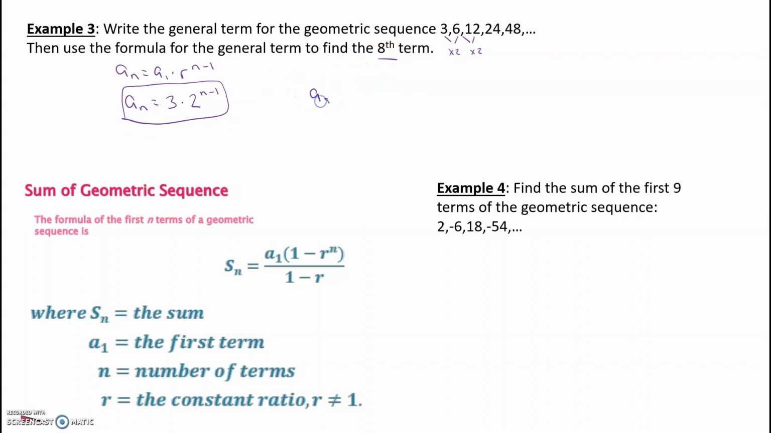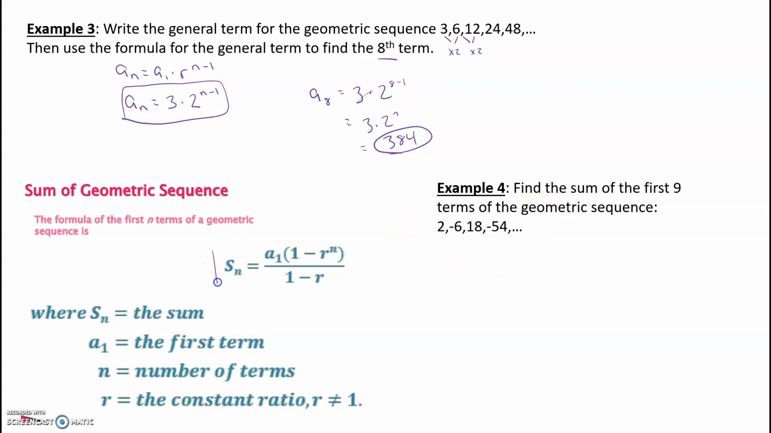So we want a sub 8, which is 3 times 2 to the 8 minus 1. And we do a little math. And we have 3 times 2 to the 7th, which winds up being 384. So that would be the 8th term in my sequence. Instead of sitting here saying, oh, times 2, times 2, times 2, that gets a little annoying. You can just plug it in.